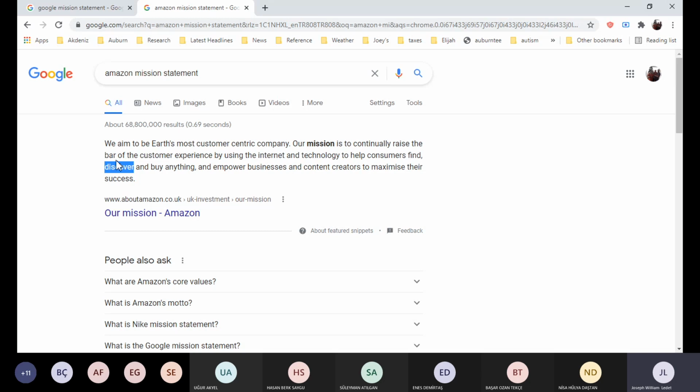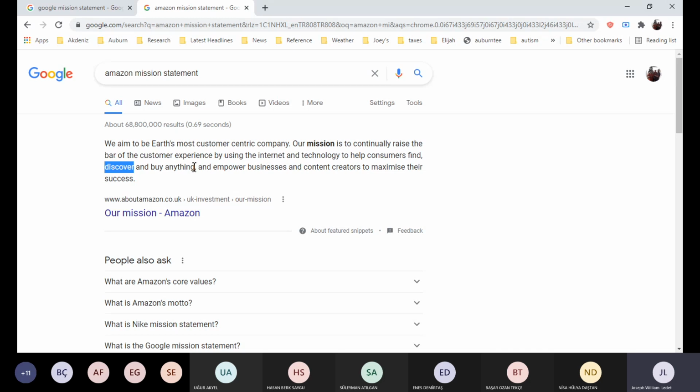So if somebody at Amazon says, I think that we should create an email account, I think we should create email accounts, like an email service like Google has, like Gmail. It's like, well, okay, is that going to help our consumers find, discover, and buy something?